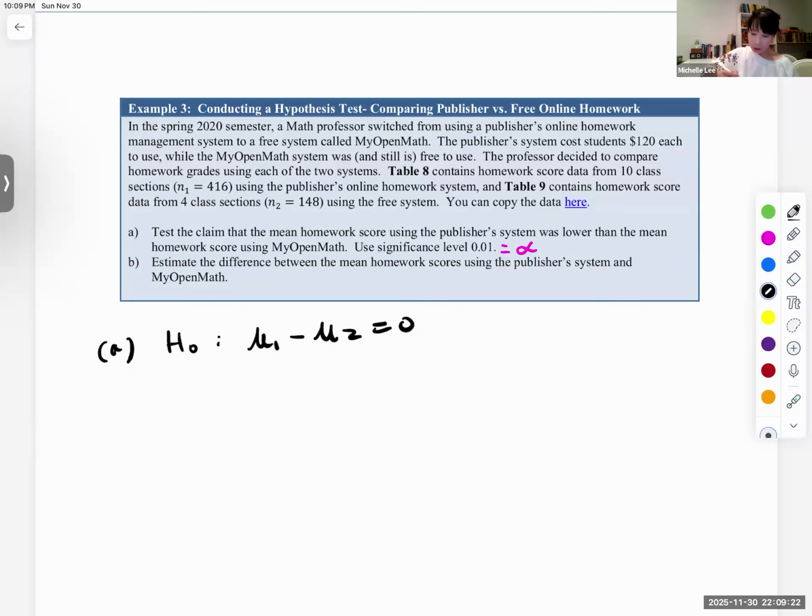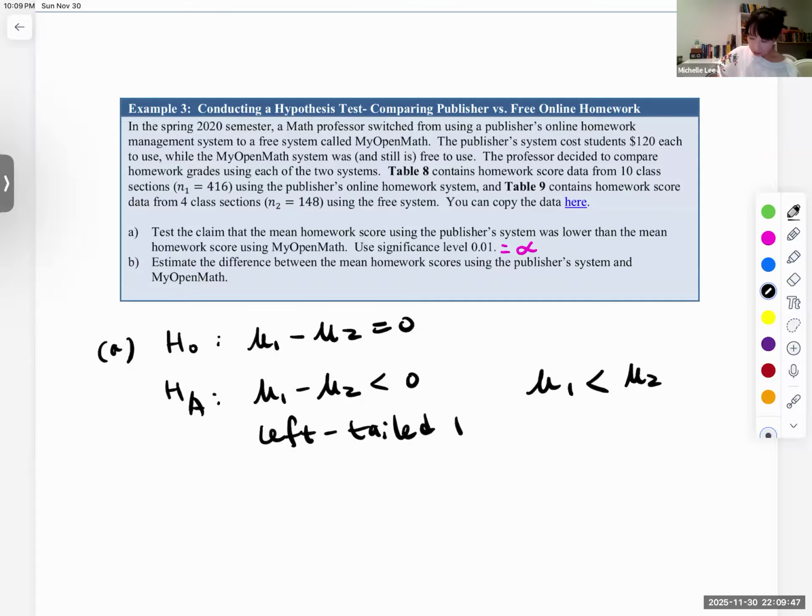Okay, let's continue with the alternative hypothesis test. We can see that it's a left tail, right? So lower, so mu sub 1 is lower than mu sub 2. Then we can express it as a difference: mu sub 1 minus mu sub 2 is less than 0, right? So left tail test. That's it.